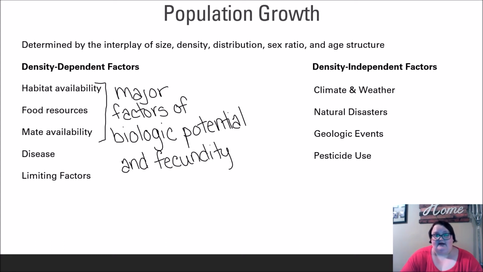Density-independent factors, on the other hand, are those that are out of the control of the population and will occur regardless of how many organisms there are in an area. These include atmospheric and geologic events such as climate and weather shifts, natural disasters, and things such as earthquakes or volcanoes. It also includes pesticide use, as humans often use pesticides regardless of how many organisms are present.